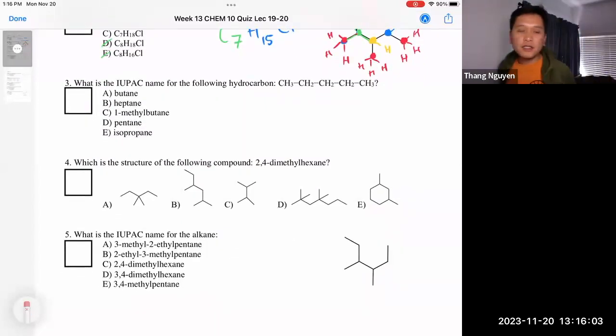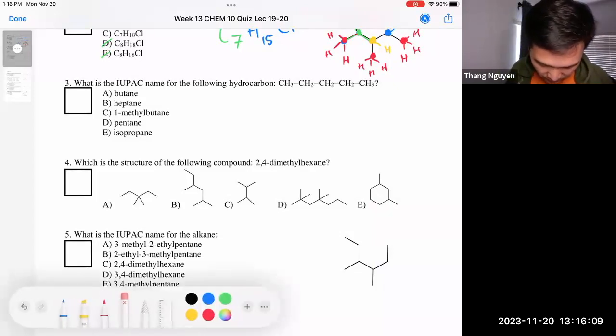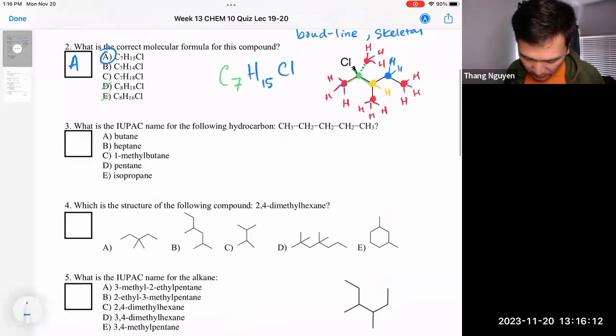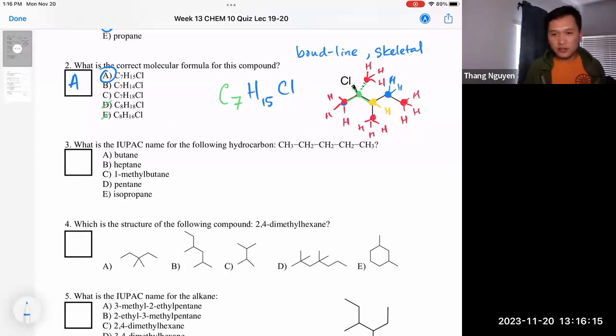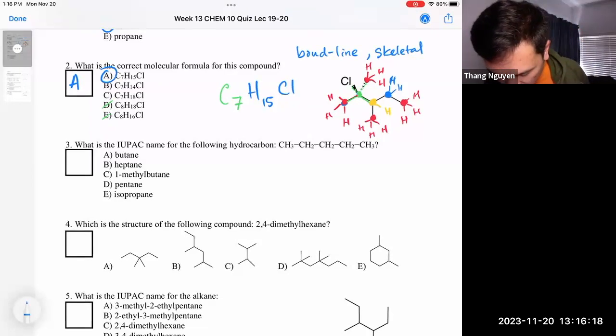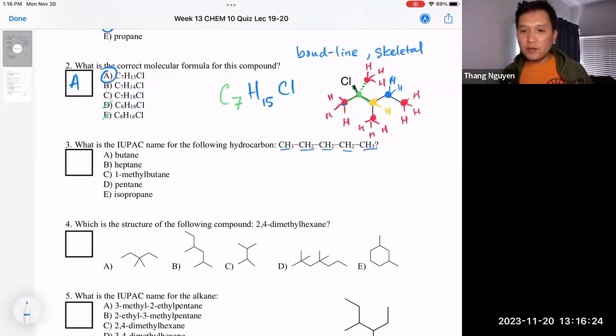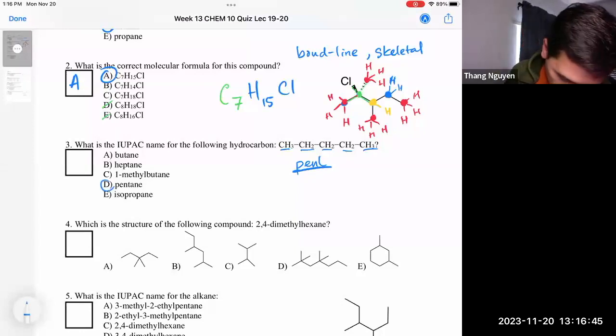Number 3, what is the IUPAC name for the following hydrocarbons? It's similar to number 1, but in this case, a structure is given to you. In this structure, we have shown here 1, 2, 3, 4, 5 carbons. Notice that the carbons at the end will have 3 hydrogens, and the carbons in the center, if they are not branched, will have 2 hydrogens, again following the octet rule. Because it is 5 carbons and it's just a long chain without any branching, what do we call 5? Pent, right? So the answer is D, pentane.